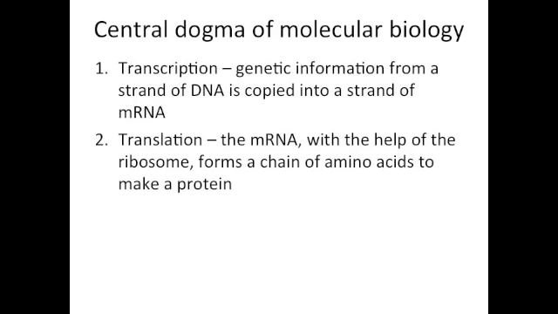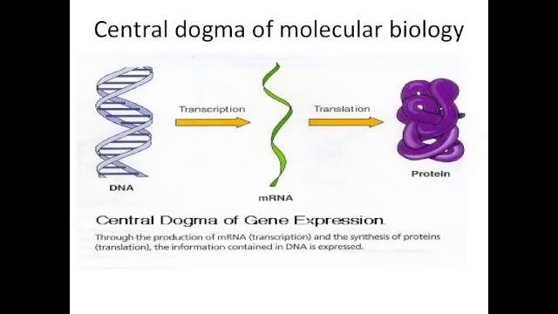All right, so let's get back to making proteins. Protein synthesis occurs in 2 steps. First, you have transcription, where the genetic information from a strand of DNA is copied into a strand of mRNA, or messenger RNA. That's the first of the 3 types of RNA that we're going to talk about. And then secondly, after transcription, you have translation, where that mRNA, with the help of the ribosome, forms a chain of amino acids. And when those amino acids are linked together, they form a protein. These events are coined the central dogma of molecular biology. You probably learned a little bit about this last year.